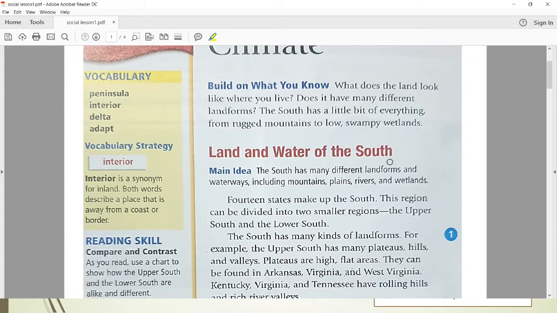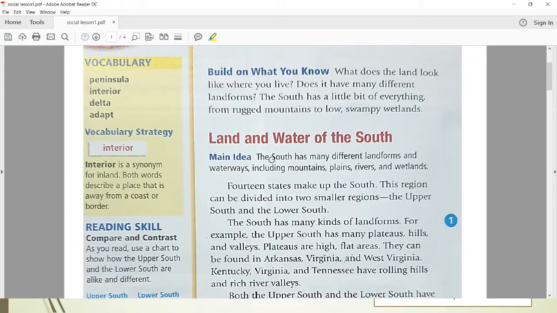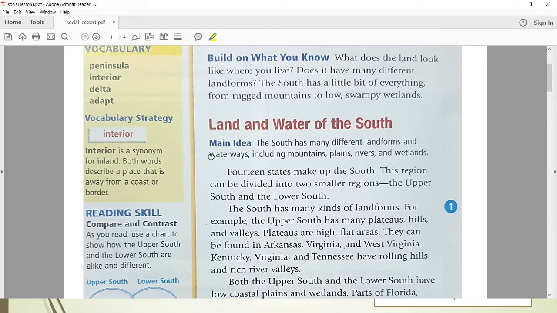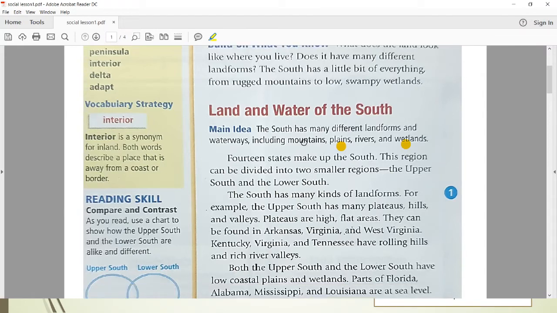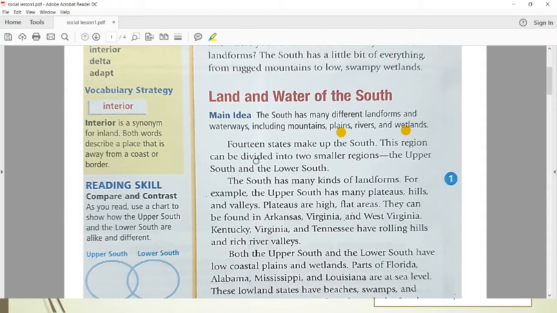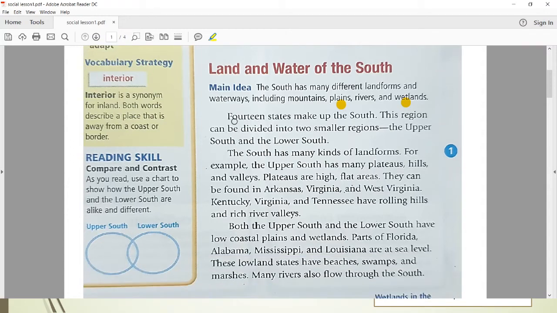Now, land and water of the South. The main idea is that the South has many different landforms and waterways, including mountains, plains, rivers, and wetlands. These are actually what we call the physical landforms. We've discussed this before. Now, going on, 14 states make up the South. So this region can be divided into smaller regions: the upper South and the lower South. So they divided into two.